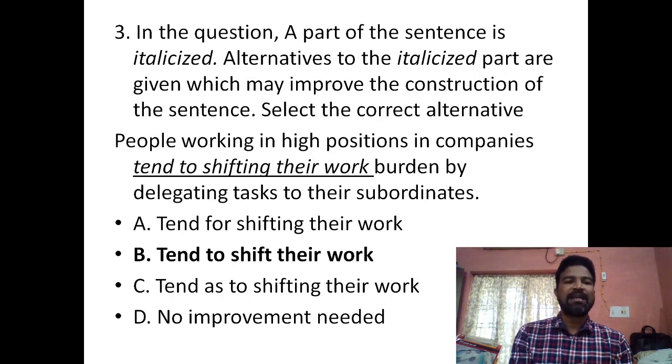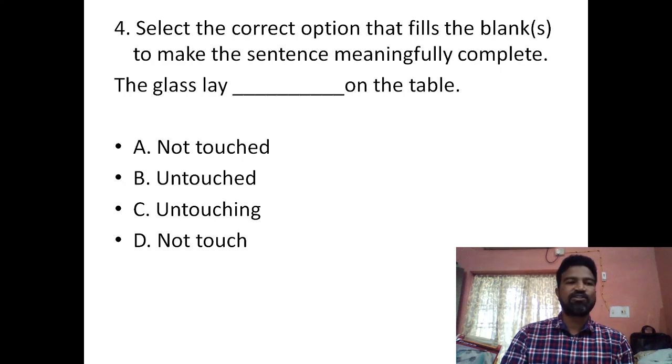It is wrong because after "to," the infinitive form, we are not supposed to use the ing form of the verb. It should be "tend to shift." We say, "I tend to do this." We don't say, "I tend to doing this." In the same way, people working in high positions in companies tend to shift their work burden by delegating tasks to their subordinates.